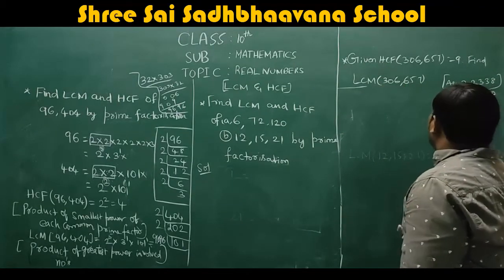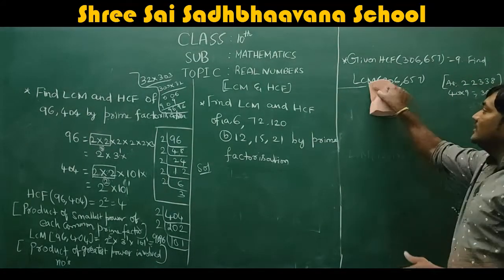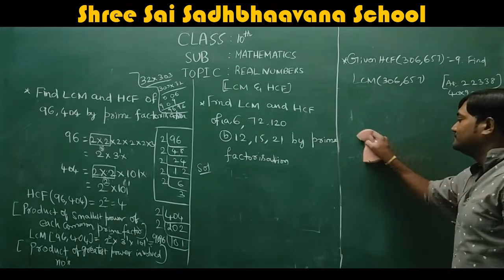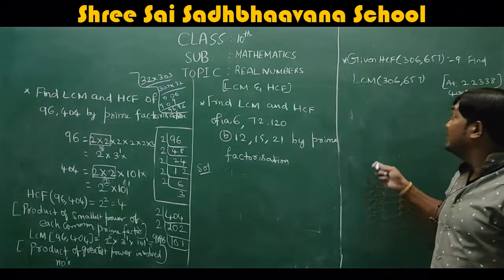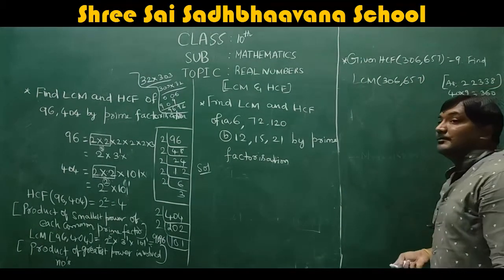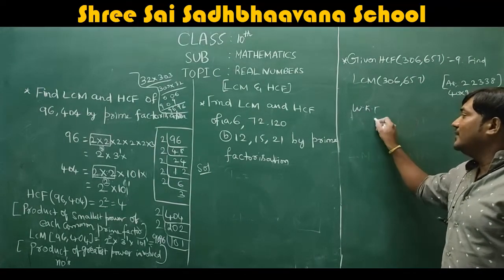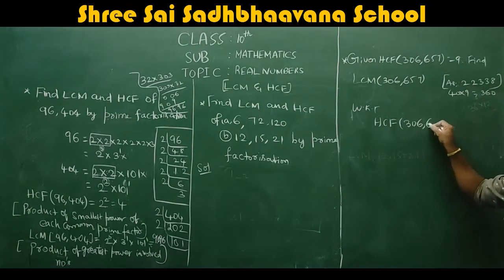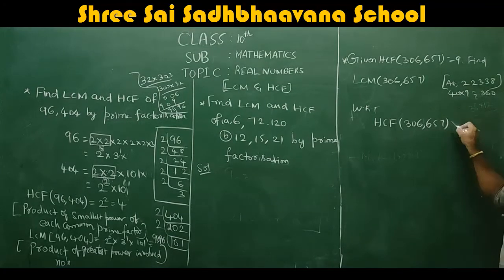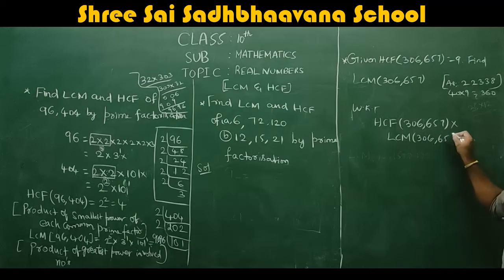Given HCF of 306 and 657 is 9, find LCM of 306 and 657. Okay, so HCF is given, we have to find LCM. So here, what is the relation? We know that the relation between LCM and HCF is HCF of 306, 657 into LCM of 306, 657 is equal to 306 into 657.